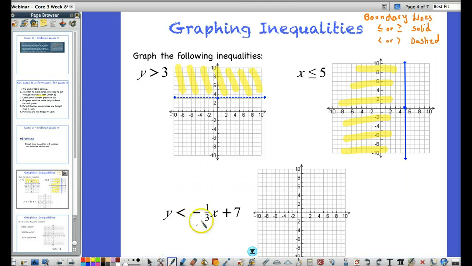So this bottom one, you guys, is what we're going to see a lot of, and that's just a linear equation. Remember that your 7 is your y-intercept, okay? And then negative 1/3 is your slope. What we're going to do is plot our y-intercept up here at 7, and then I'm going to find my next point using my slope. So it's negative 1/3. So rise, go down 1, go over 1, 2, 3.